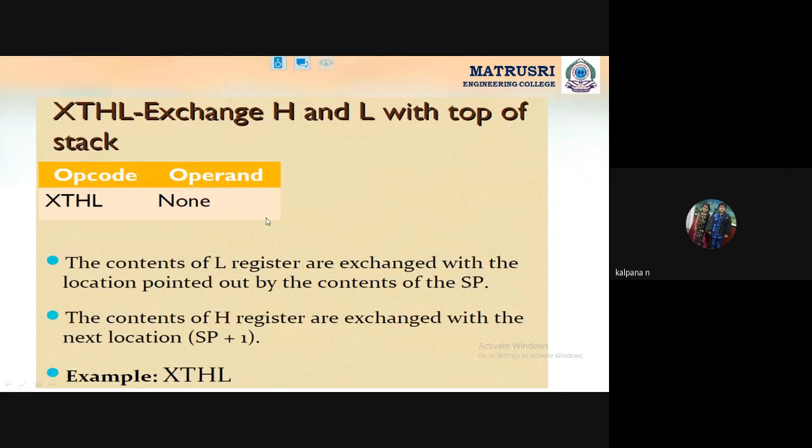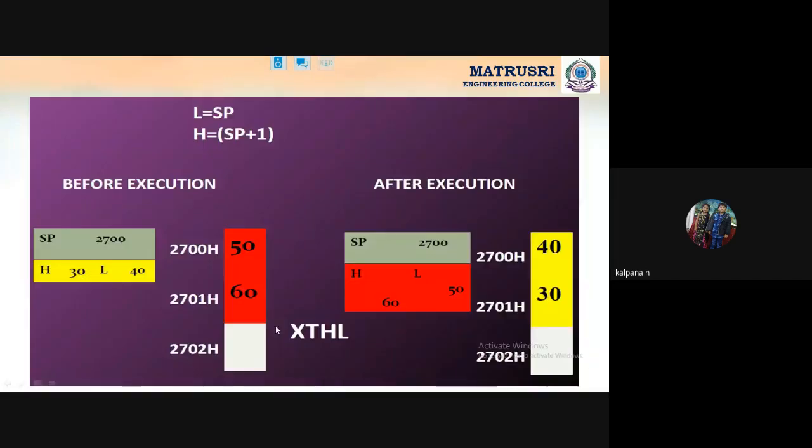Next, XTHL. XTHL: exchange HL with the top of the stack. This is the stack pointer, 50, 60. Now, what is present in the HL? That data we are moving into the top.